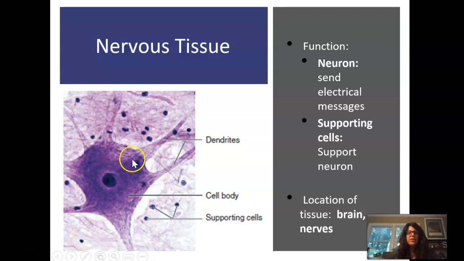You can tell the neuron by this big, huge, thick blob. That's the cell body. The nucleus is found in the middle. And then there are these projections that come off of it. Nervous tissue is going to make up your brain, your spinal cord, and your nerves.